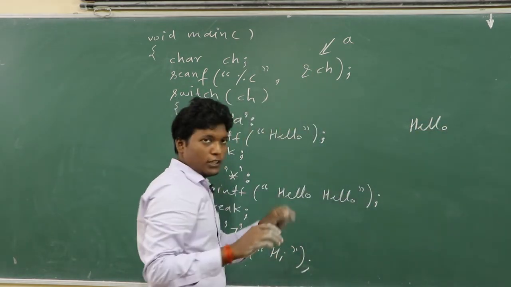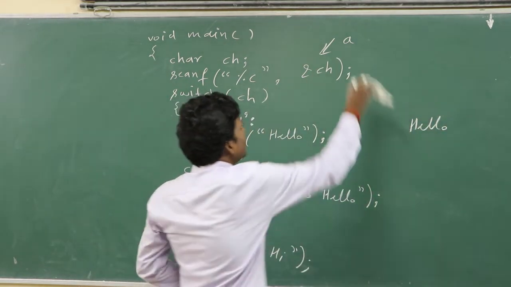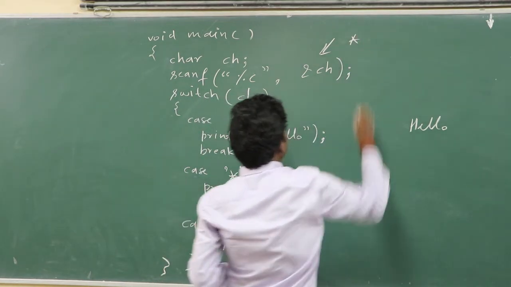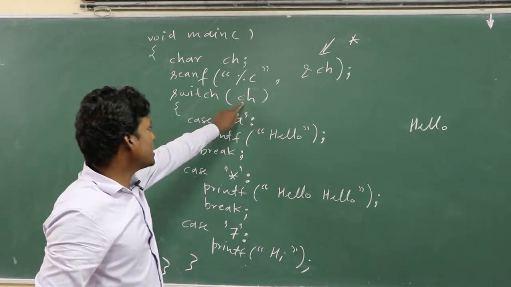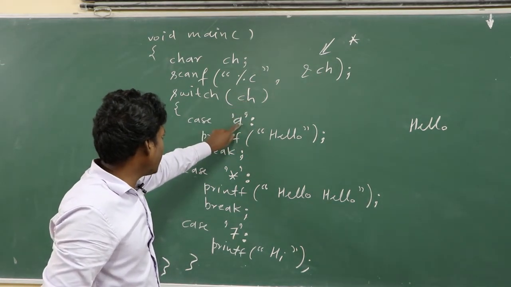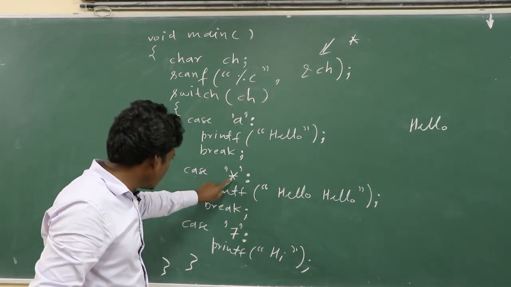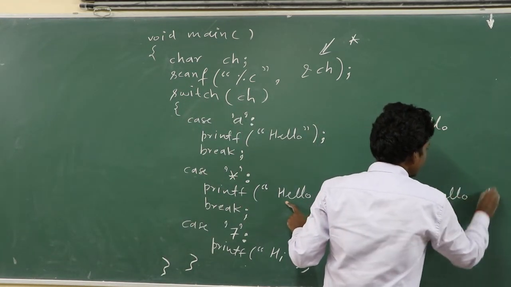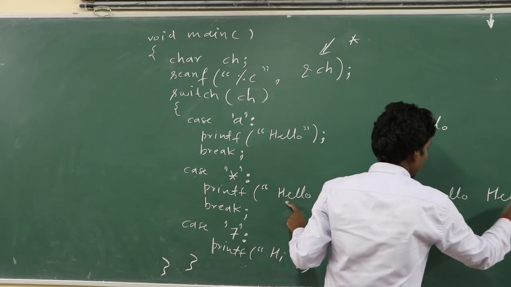Suppose the user has input the character asterisk from the keyboard. Now ch has asterisk. Ch does not match this. Ch matches this. So the result is hello and hello.